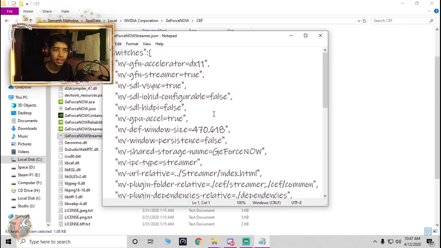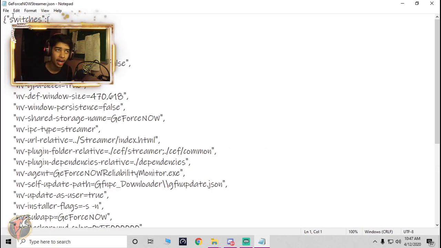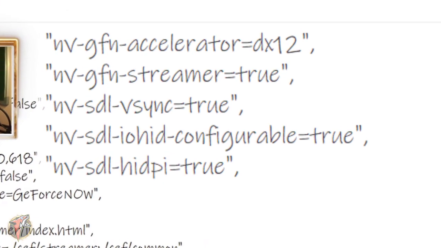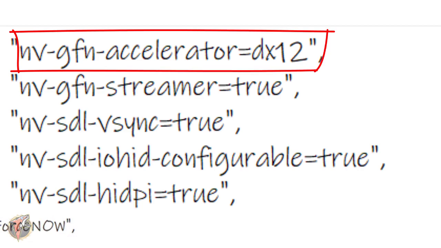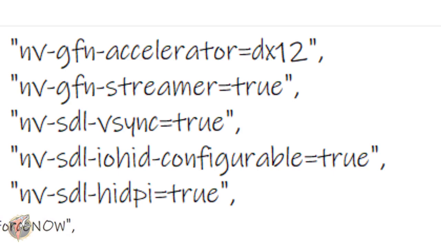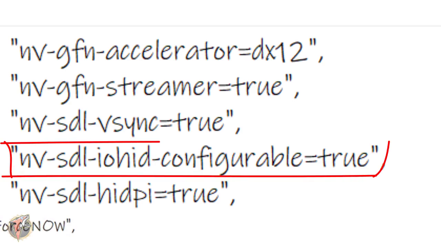So you will open the stuff like this. Now what you have to do is make some changes in this text file that I'm going to be showing you guys. So first of all is the NVGFN accelerator. You have to put this on DX12. Then we have the NVSDL IOHID configurable. You have to put in true.